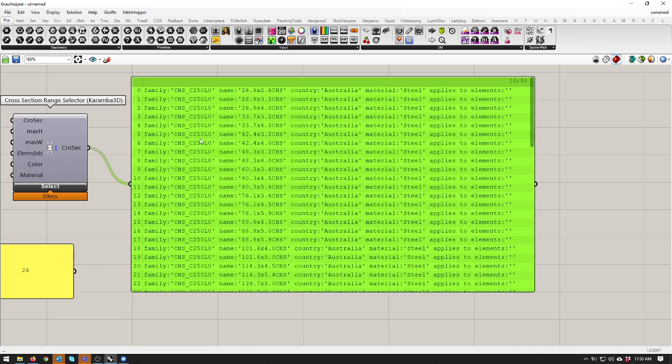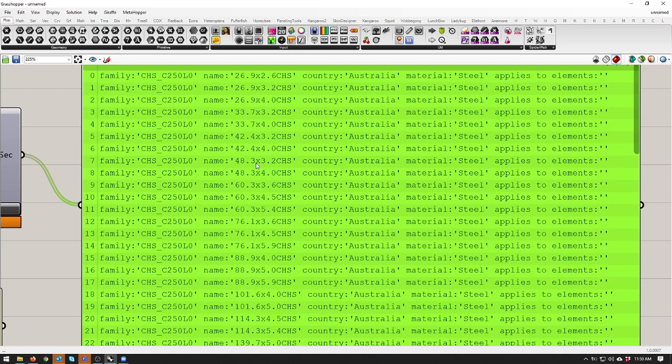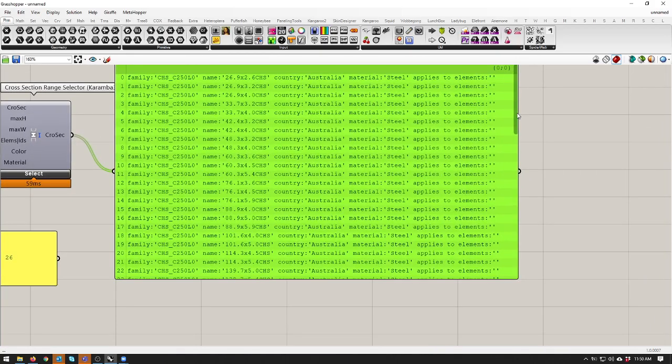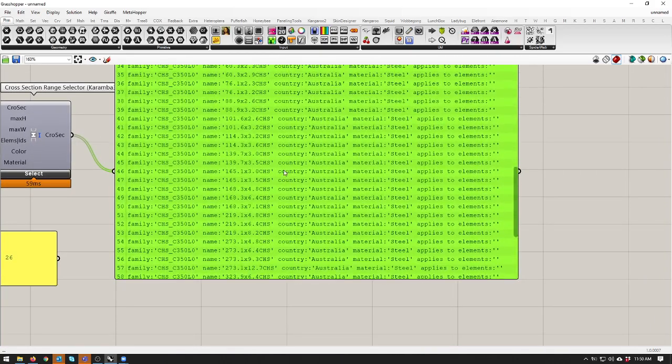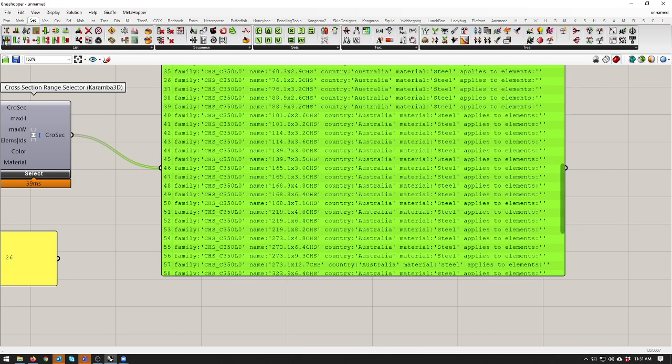If you look here, you can see family, name, country, and so on. The family and the name is probably the critical thing. And it's in the name. The name is made up of the diameter of the member, and then the width of the wall. So here, if we just scroll down, you can see if we want to get something, let's say 100, 150-ish, there's 165 diameter CHS here, and there's two wall thicknesses, 3 mil and 3.5. So let's go with the 3.5.